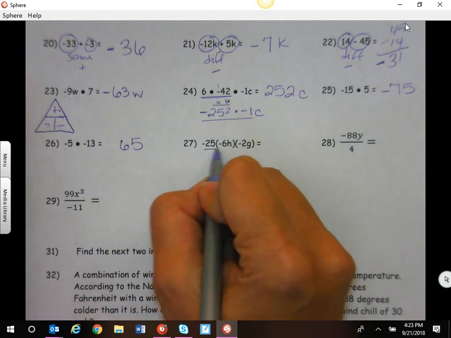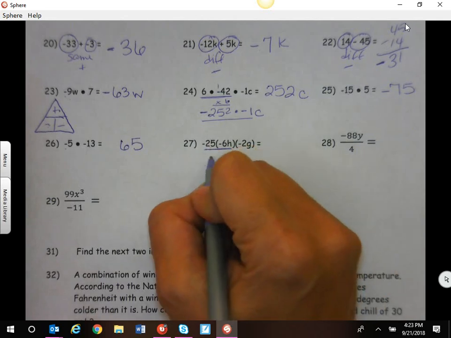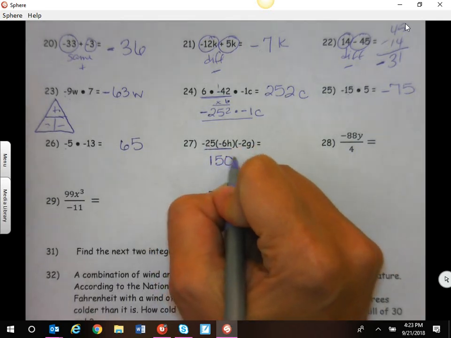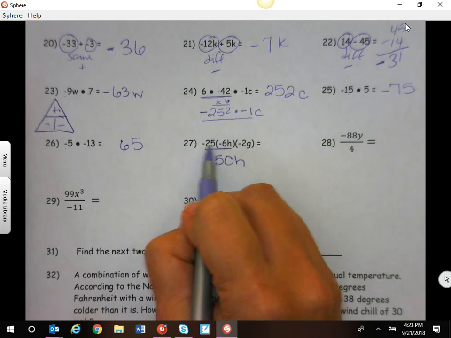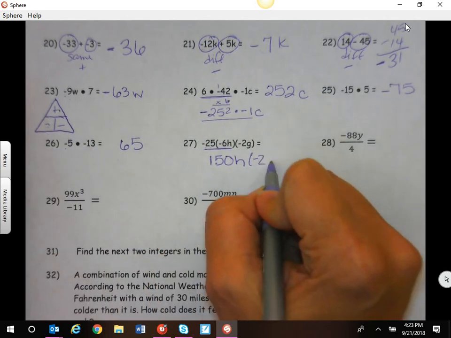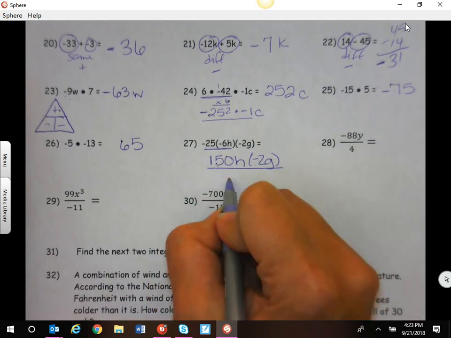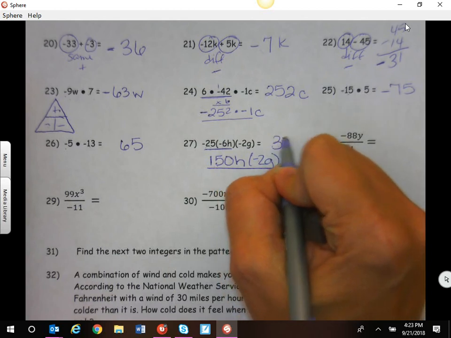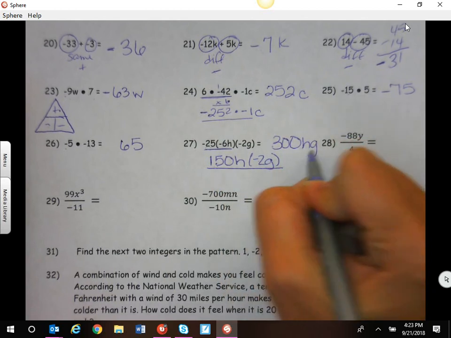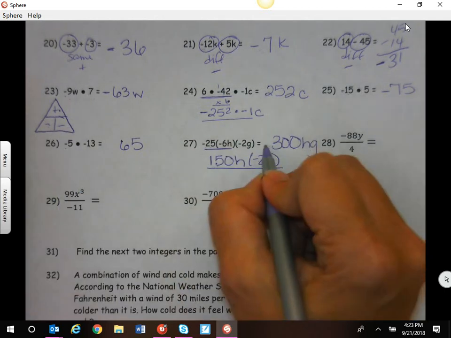Here we have multiple things happening again, so always 2 at a time. 6 times 25 is 150. I'm going to put my H there, and then I can say a negative times a negative is a positive. Don't forget that negative 2G. 2 times 150 is 300. You can write HG or GH. And a positive times a negative makes us a negative.